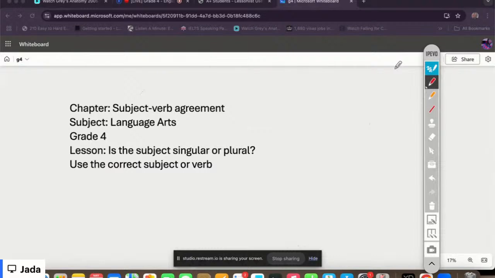Today we will have subject verb agreement. So first you have to log in using the a+10.com. Click on your name, move on to language at the grade 4. Chapter is subject verb agreement. Lesson would be is the subject singular or plural? Use the correct subject or verb.